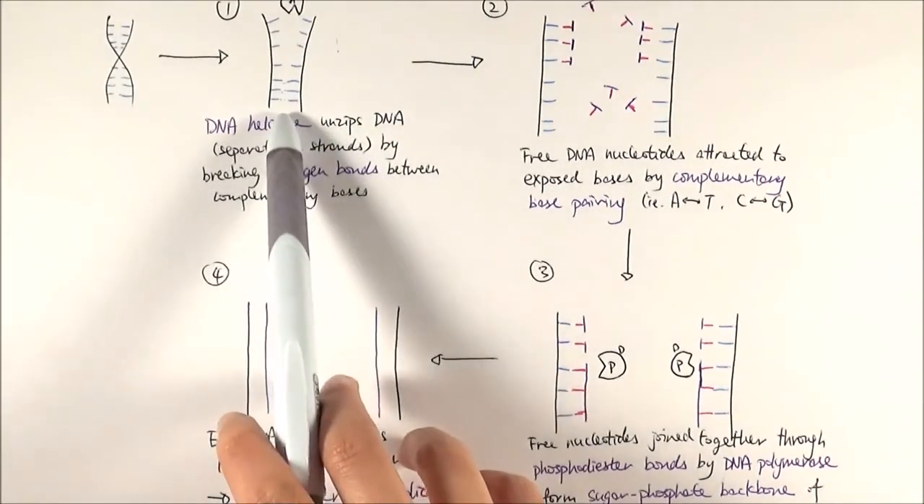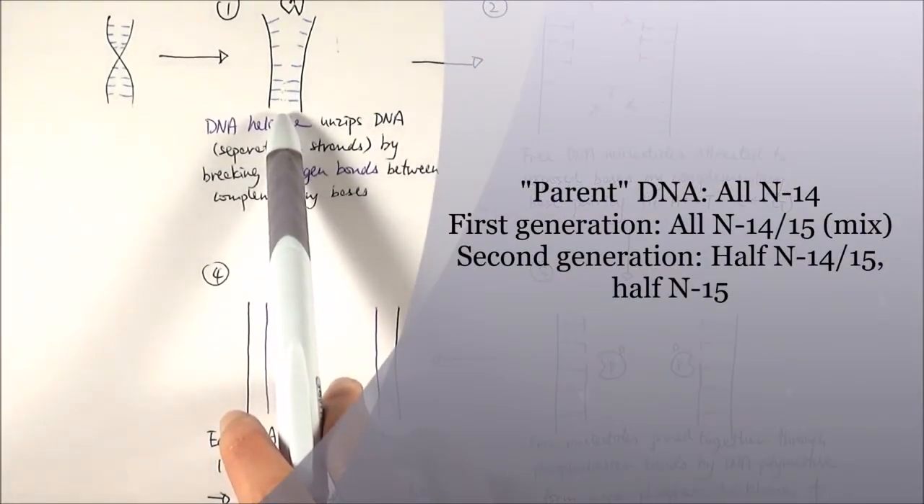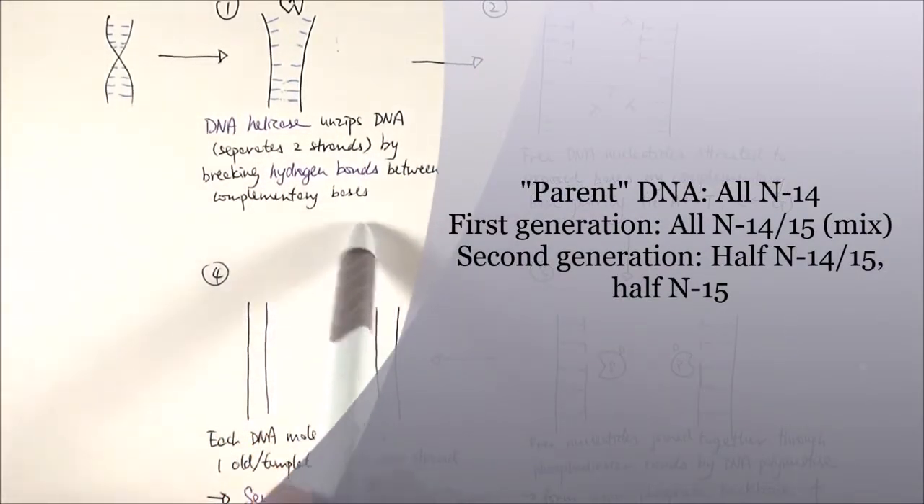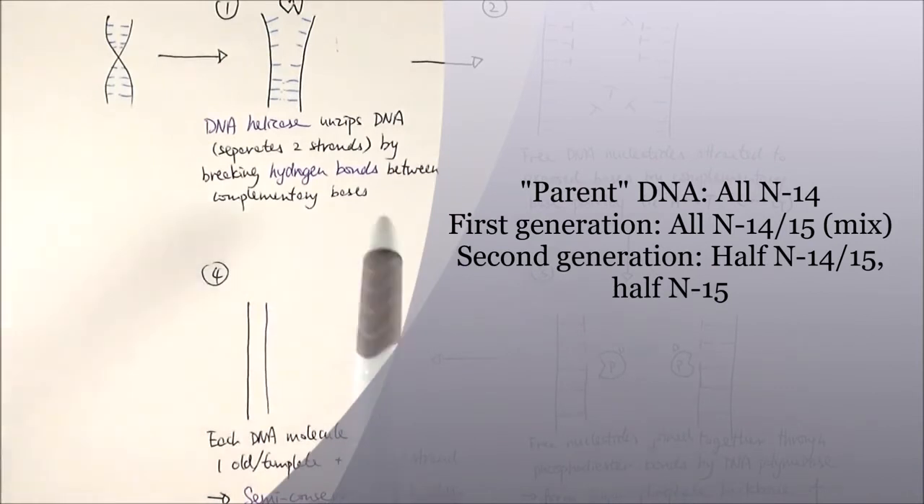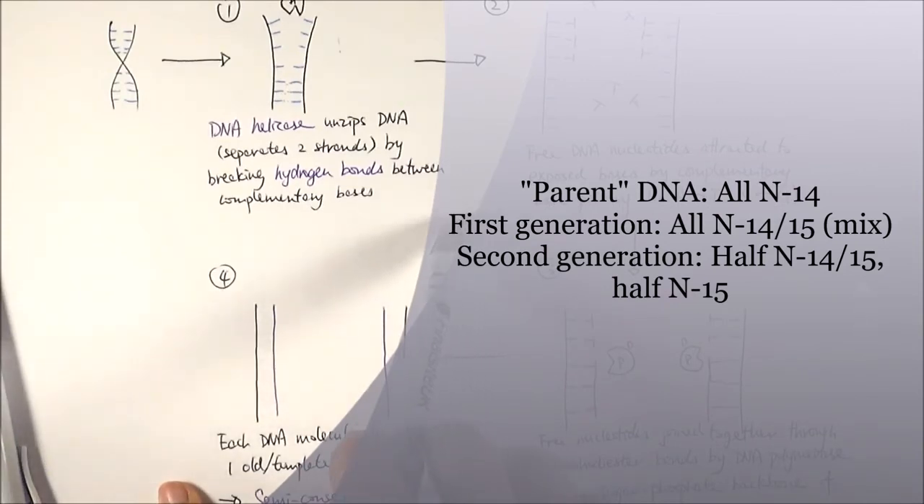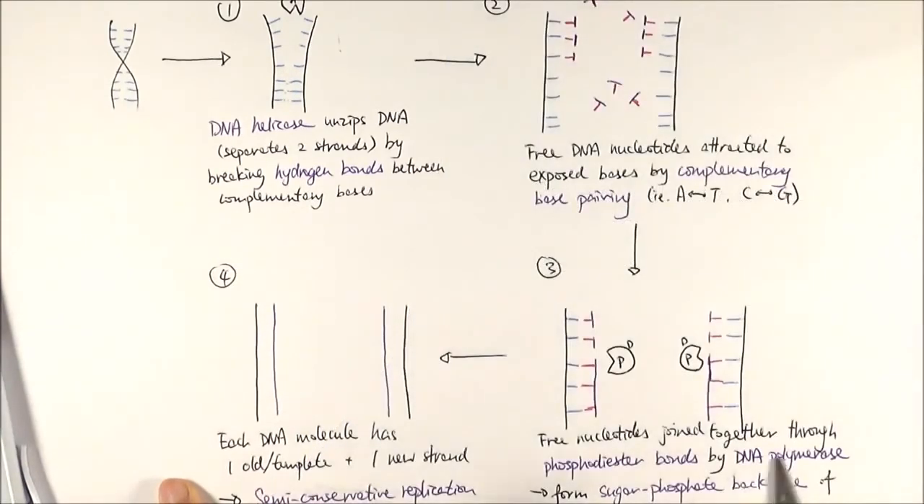At the very beginning they got all N14 DNA molecules. Then after the first cycle of replication, everything has a mix of N14 and N15. For the second generation, they found a mix of N14 and N15, and also another band for just N15, which is classic evidence for semi-conservative replication.